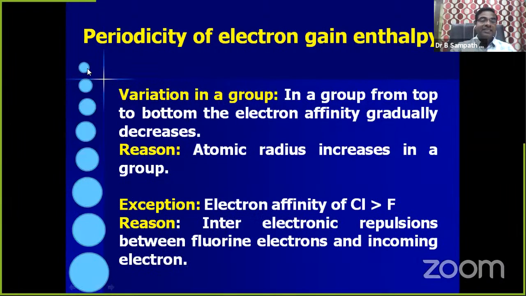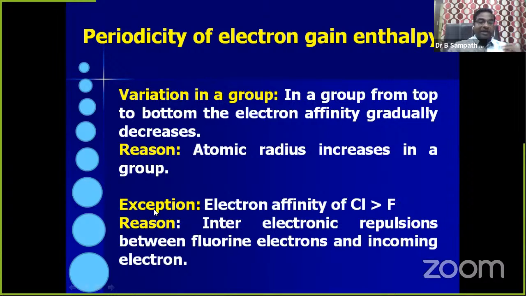See here, this is the smaller atomic radius, this is the larger atomic radius. Here the electron is very near to the nucleus. But here, the electron is farther away from the nucleus, therefore there is less attraction between the positive nucleus and the negative electron. When the electron is added closer to the nucleus, more energy is released. That's why if the atomic radius increases, the EA value decreases.